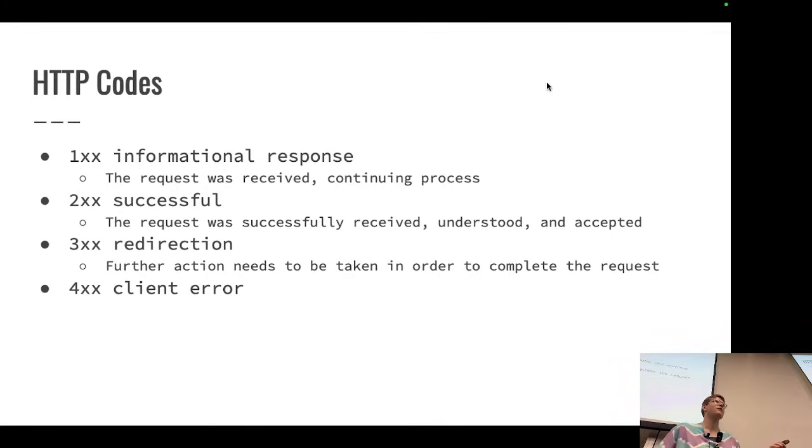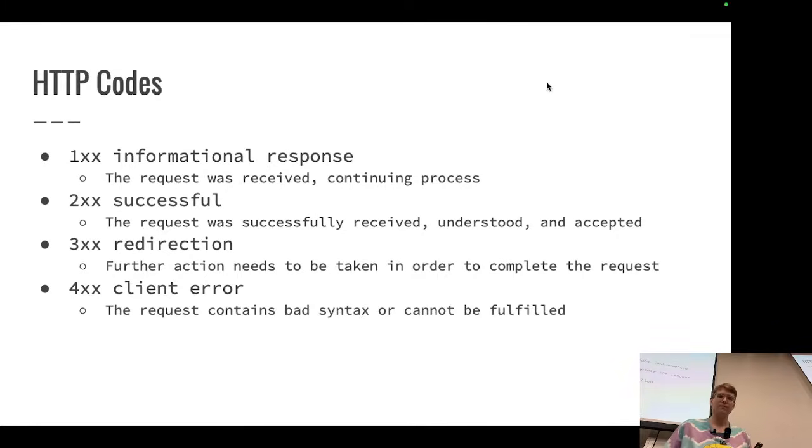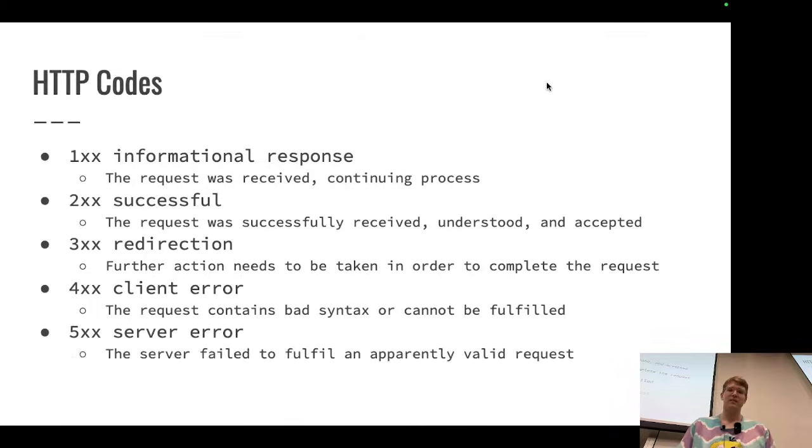4 is one that you're probably relatively familiar with because the most popular error code is one that starts with a 4. 404, not found. When you type something in and it doesn't exist, that's a 404 not found error code. So the request contains bad syntax or cannot be fulfilled. And there's 5, which is when the problem's not you, it's me. The problem's with the server. The server has failed to fulfill what seems to be a valid request.